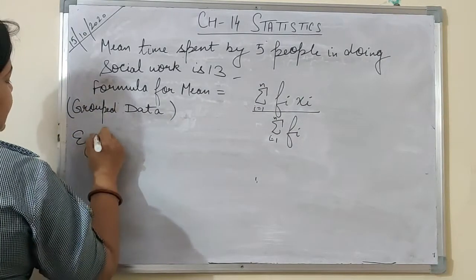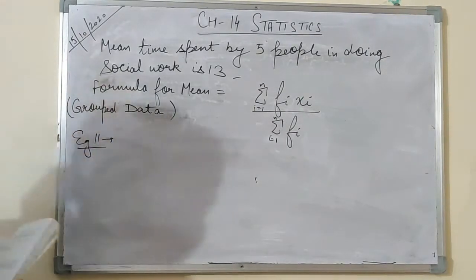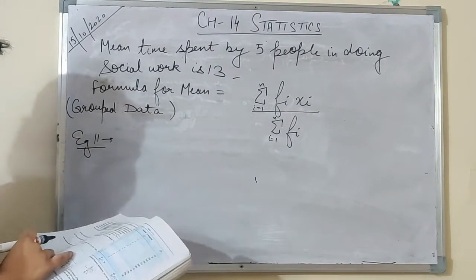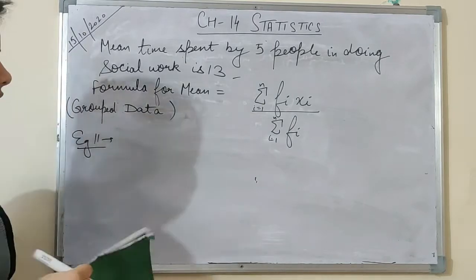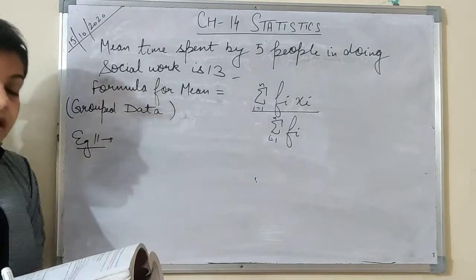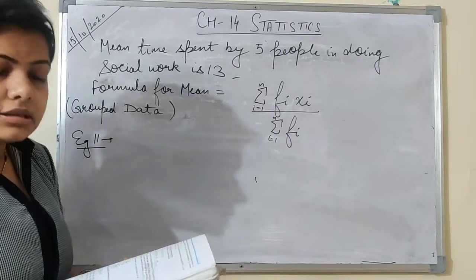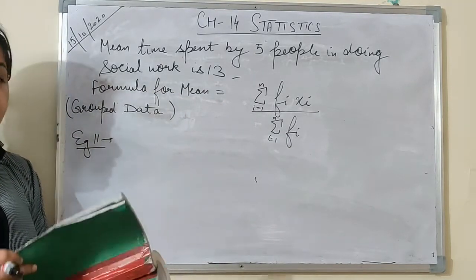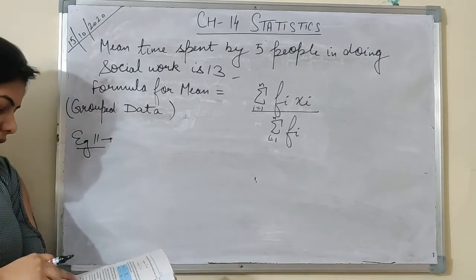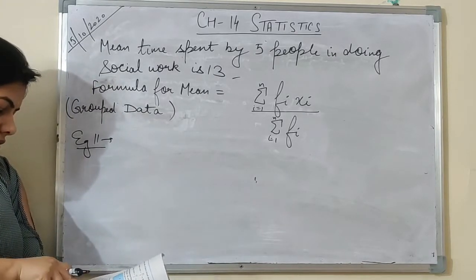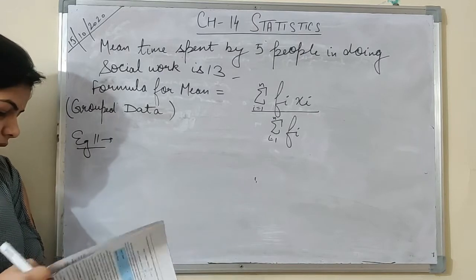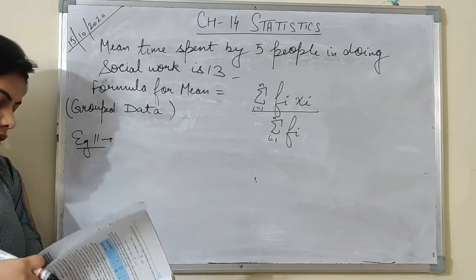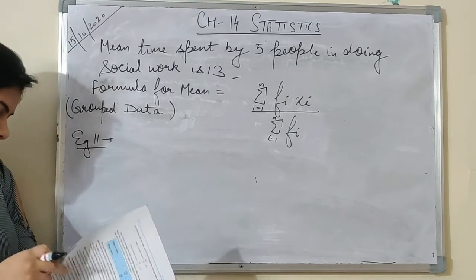Now, let me take one example regarding grouped data. Here it is given in example number 11. It is asked to find the mean of the marks obtained by 30 students of class 9th of a school given in example number 2. Now you will see that in example number 2, a certain data is given to you.